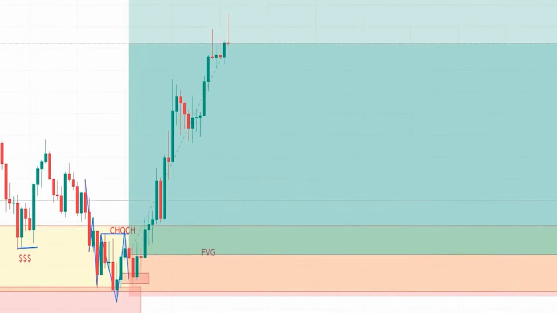On M1, we observe another CHOCH and market sentiment change, allowing an entry from the order block with high trade potential. We enter and follow the trade to completion.